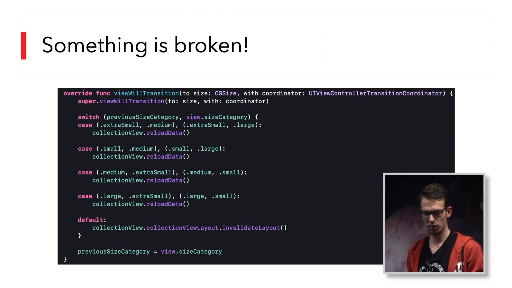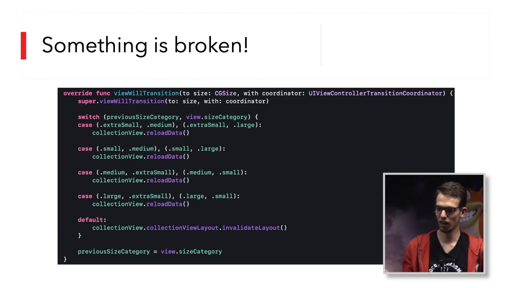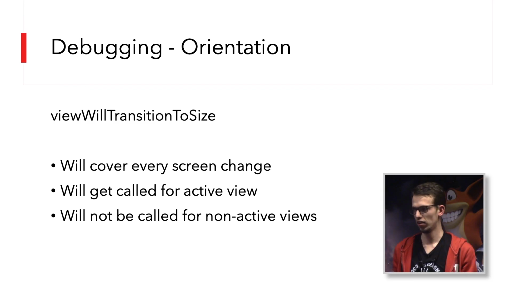Good one. But the problem is, it says view will transition to size, so it's not ready yet. We're getting our size category from our current view, but that size is not updated yet. Sometimes it is, but sometimes it isn't. When we're debugging, we'll notice that view will transition will cover every screen change, but it will say WillLayout, so it's not ready yet. So you have to prepare for that.